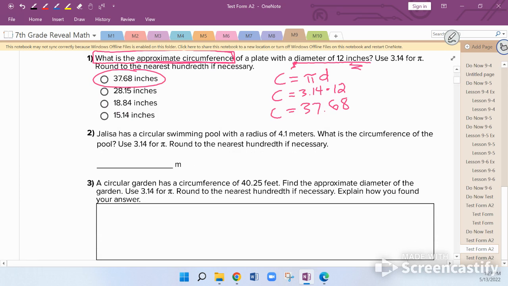The only difference here is that it still says, what is the circumference? So we're going to box that out to guide us to the correct formula. And the only difference is that they give us the radius instead. So underline and circle that. Make sure you have the formula written, which is C equals 2 pi r. We're going to replace the pi with 3.14 and the r with 4.1, and that comes to approximately 25.75 meters.